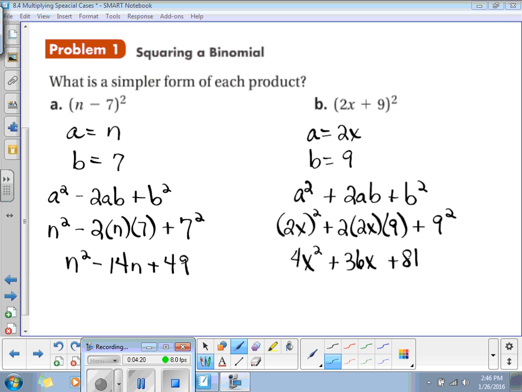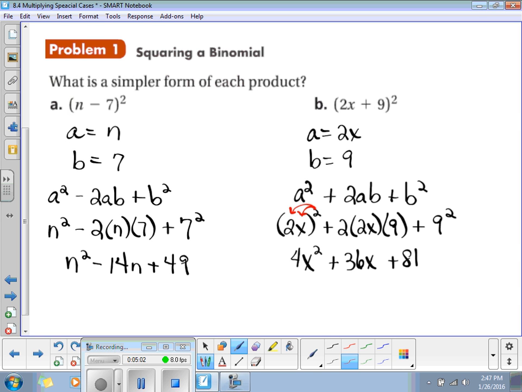All right, so a is 2x, b is 9. The formula is a squared plus 2ab plus b squared, right? There's the formula. So we have 2x squared plus 2 times 2x, which is a, times b, which is 9, plus b squared, 9 squared, right? So remember, when you have a product raised to a power, that exponent gets applied to everything inside the parentheses. Don't forget what we've already learned, okay? So this is going to be 2 squared, which is 4, and then x squared.